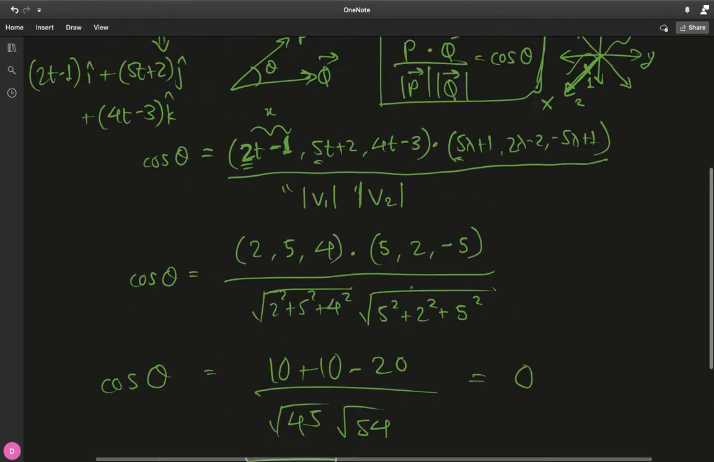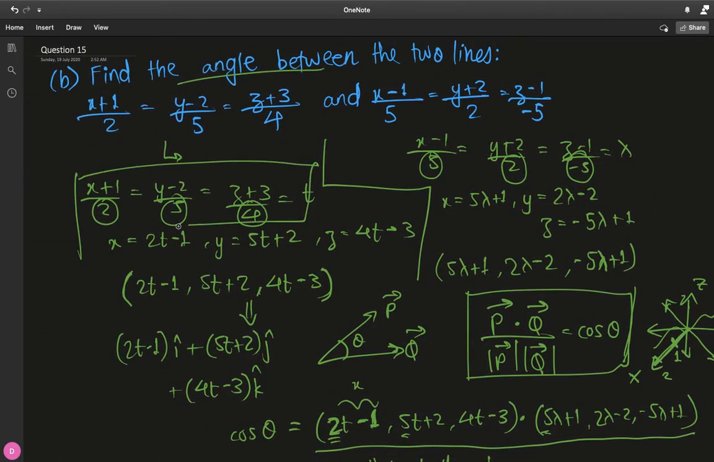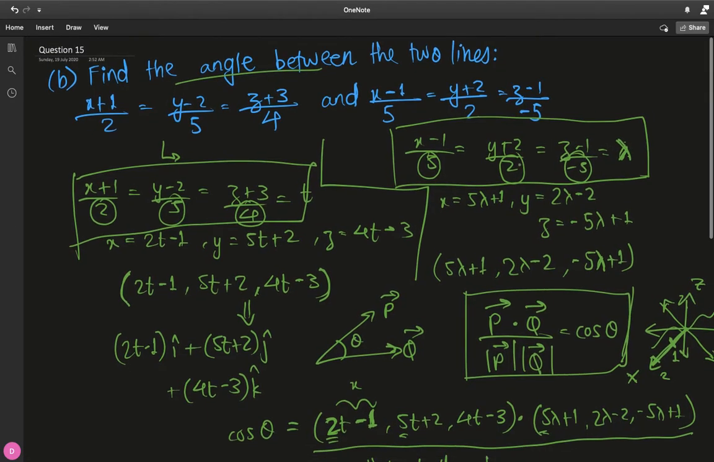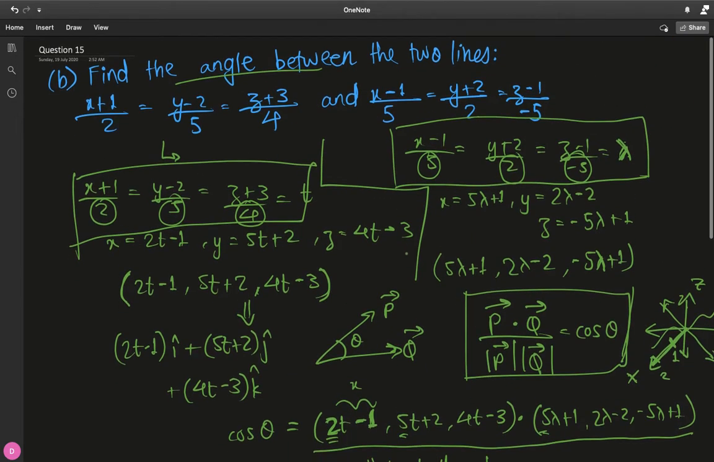So that is to say that these two lines in three-dimensional space are perpendicular to each other, believe it or not. And you can graph this with a 3D graphing calculator if you want, like GeoGebra or something, and you'll see that they indeed are perpendicular to each other.